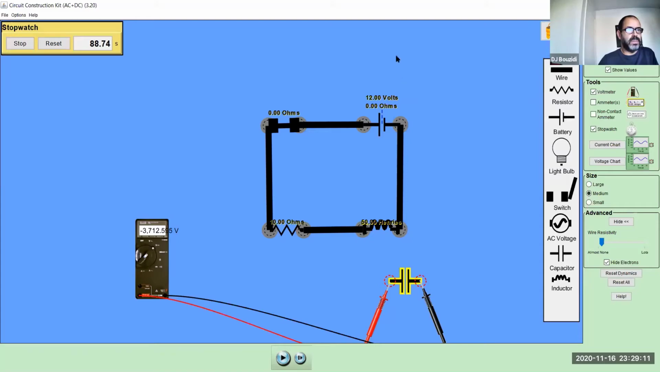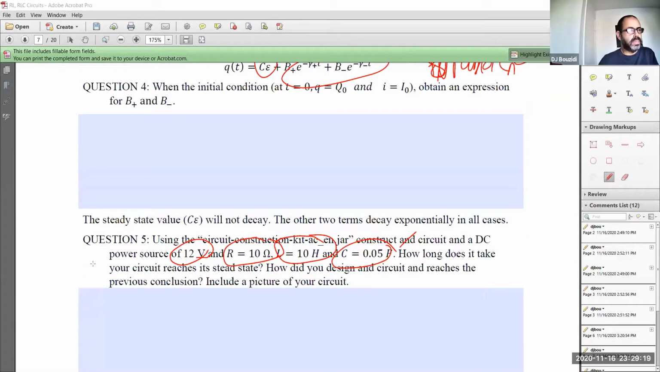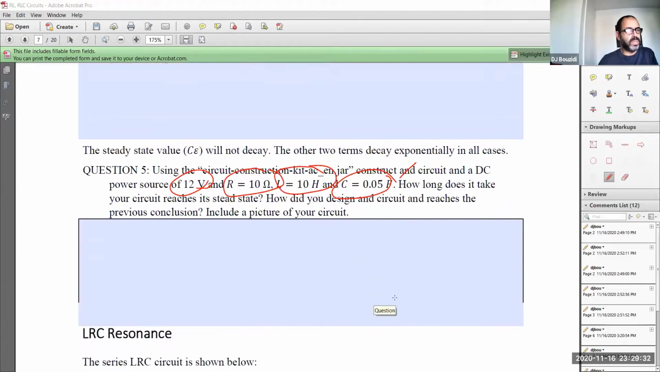And let me stop sharing the screen and go back to the questions. Okay, how long does it take your circuit to reach its steady state? That is basically the value that we're looking for. How did you design your circuit? Include a picture of your circuit. So we're going to take a picture of it and what you did and explain what you did in here.